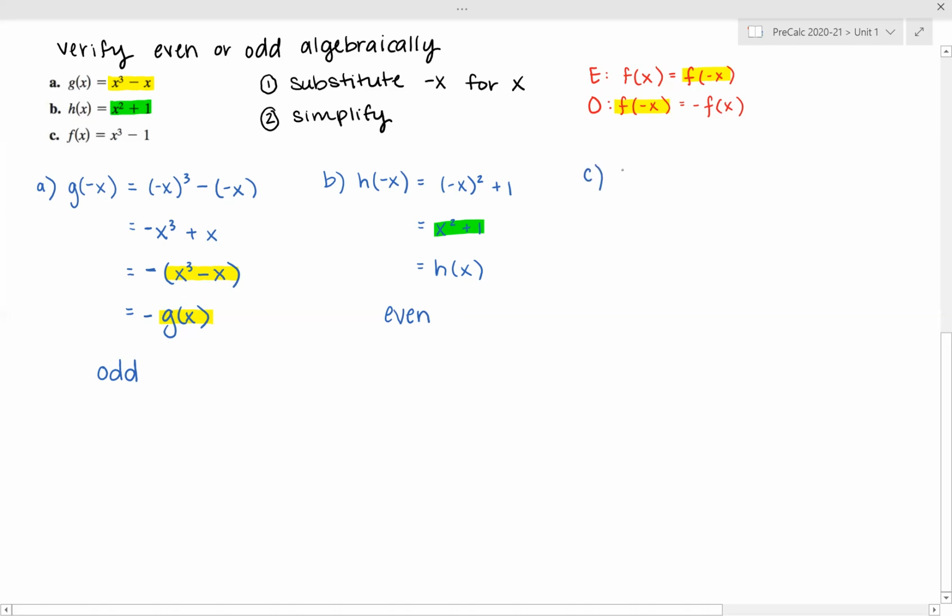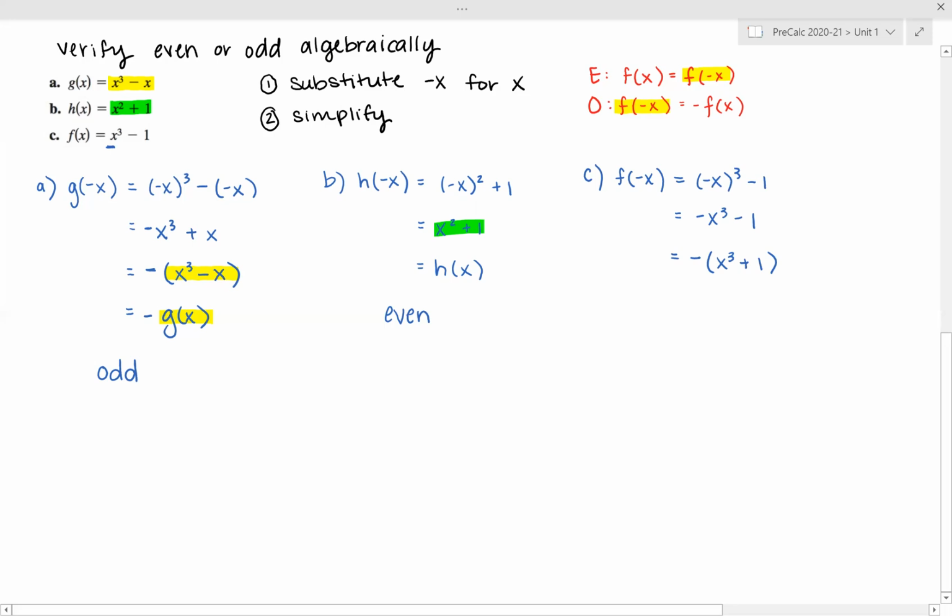Okay, and the last one, same way as before, we're going to start by substituting in negative x. We get negative x cubed minus 1. Again, just like in A, if I cube a negative, I get a negative. I'm going to do the same thing, and I'm going to factor out this negative just so that I can get a positive x cubed like I have in my original equation. And then negative 1 divided by negative gives me a positive.